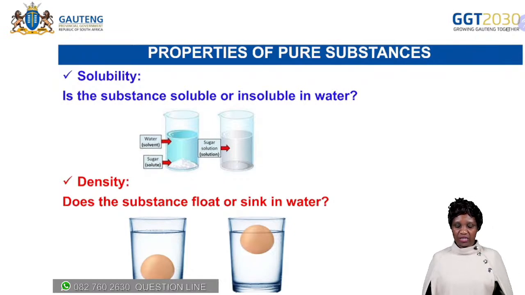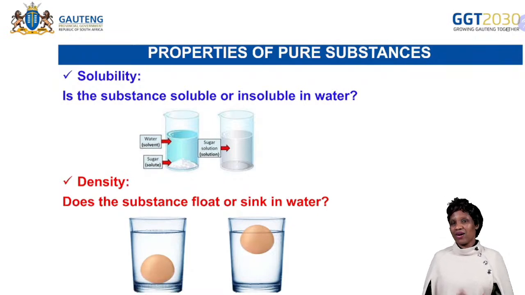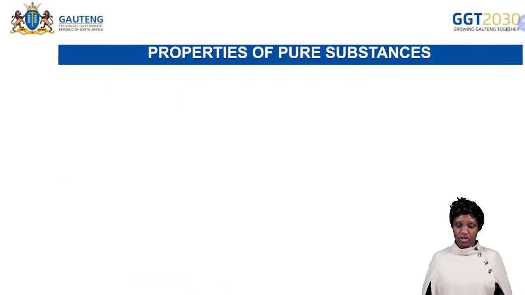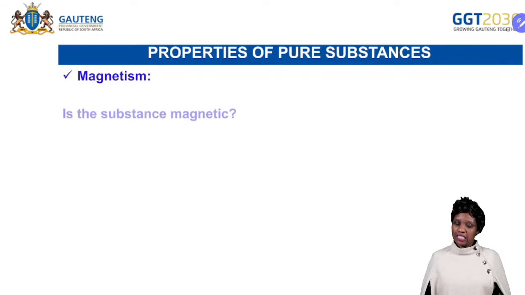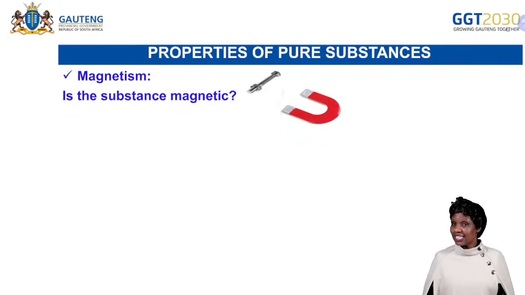All right. For example, we've got an egg that is more dense than water, and the other one is less dense than water. That's why it is floating. Do you get that? And then magnetism. Is the substance magnetic or not? Okay. If you take a magnet and you bring it near an iron nail, what's going to happen? It's going to attract because it is a magnetic substance. All right.